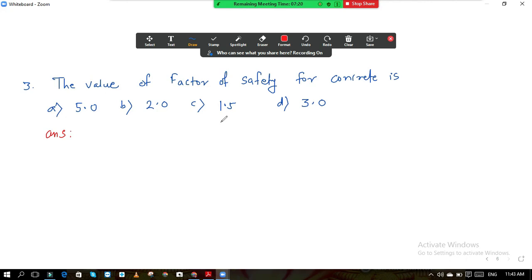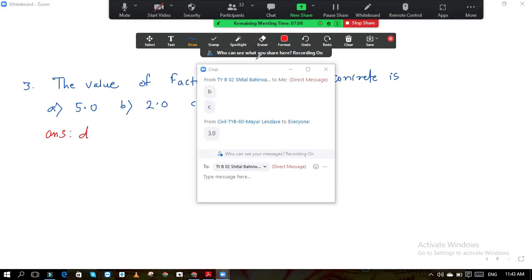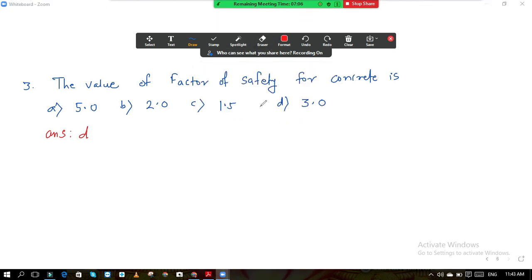Okay, so now the next question. Here I will write the answer. Answer is D, 3.0. Did you understand why 1.5 does not come as the answer? Because this is the partial safety factor, which is used in LSM. They have asked you the factor of safety. Factor of safety is 3, but the partial safety factor is 1.5. So remember these things, because here you can make mistakes in the exam.